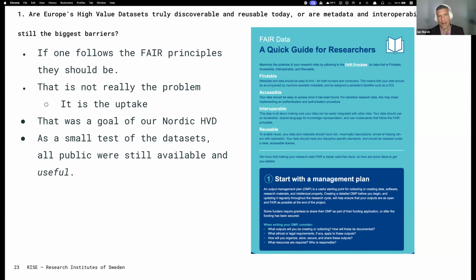So I would say discoverable and reusable, if they got the money from EU funding and followed FAIR, they would be okay-ish. Metadata is a big issue. I think we're still talking about that a little bit, and I will come back to that from the road view.